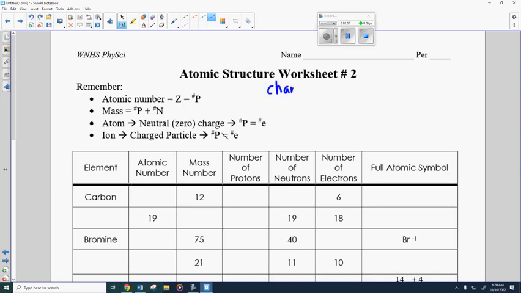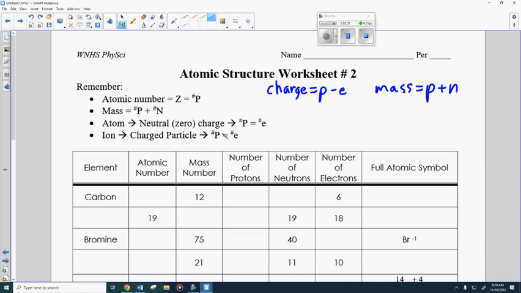So the charge of any given atom will be equal to the protons minus the electrons. And this is on your periodic table, but it never hurts to write it again on this worksheet. Mass is equal to protons plus neutrons. Okay? So let's go ahead and take a look at this first one.